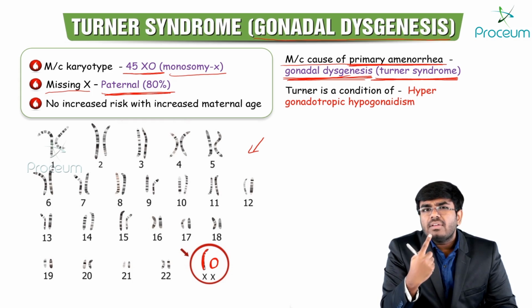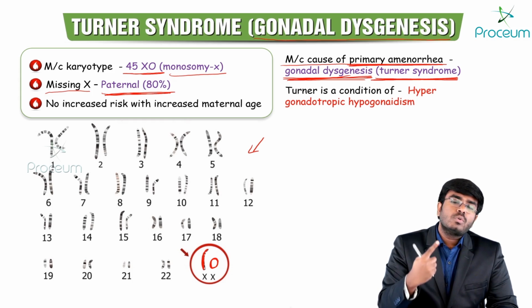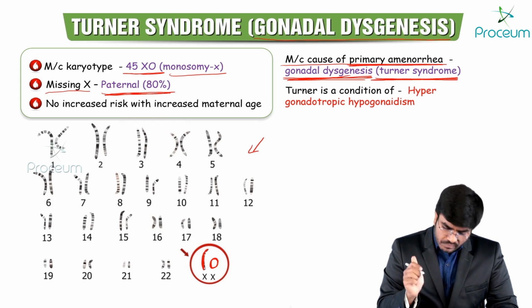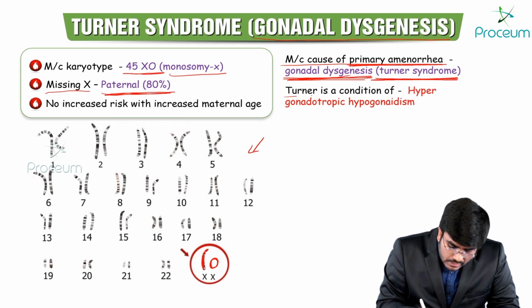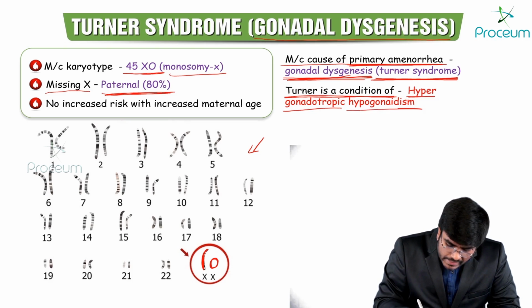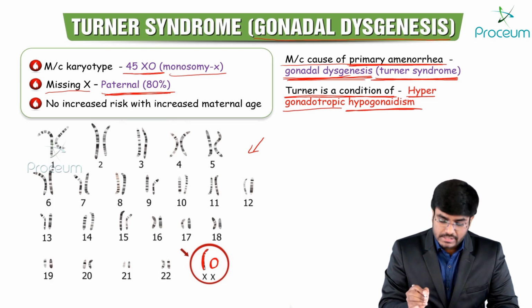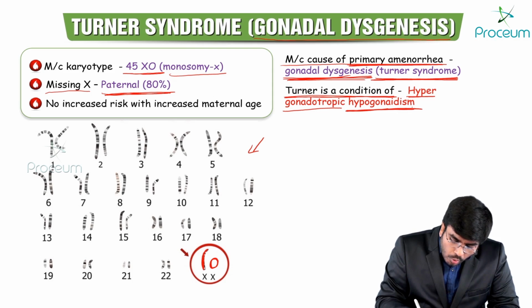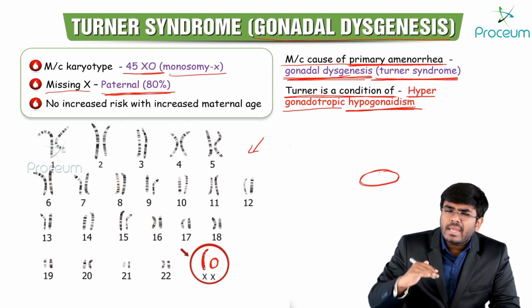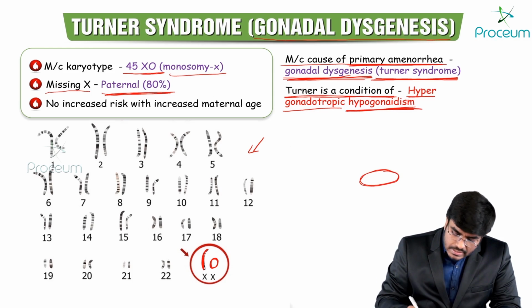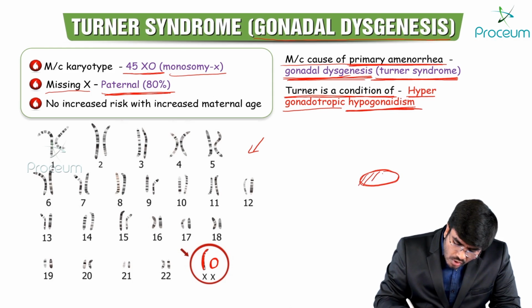If there is only one X, that causes gonadal dysgenesis. Now, Turner syndrome is a condition of hypergonadotropic hypogonadism. What do I mean by that? Turner is a condition where there is hypogonadism, which means the gonads are hypo. What do I mean by that? Hypogonadism means the ovaries are non-functional.